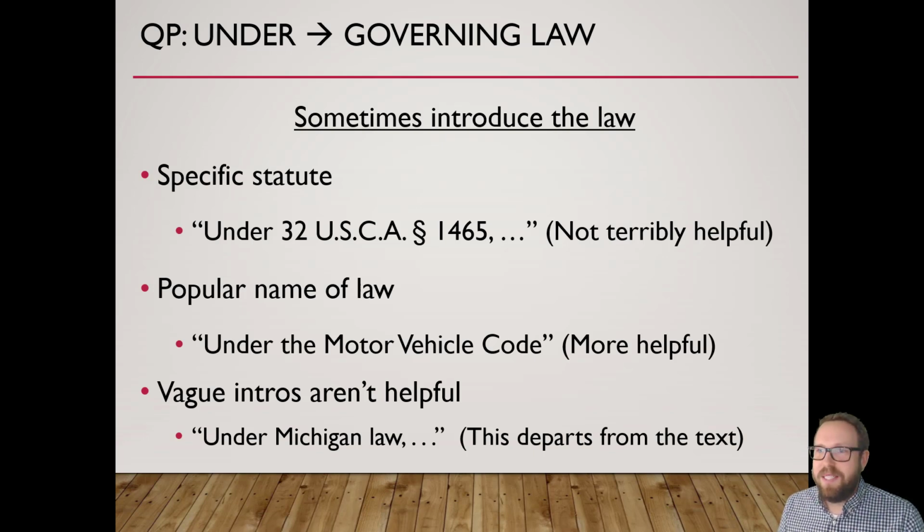And then the second one there, under the Motor Vehicle Code, that's more helpful. That gives context for where you're at. Under the Ski Area Safety Act, that gives context. The third one there, which I know the book is a big fan of, that's not helpful at all. Like under Michigan law, it's like, well, no duh. So I wouldn't do that one if I were you.